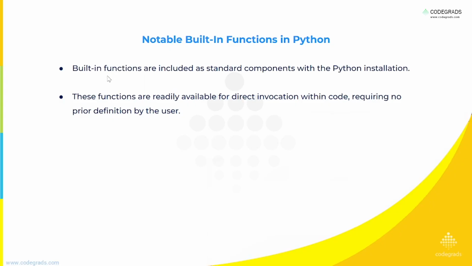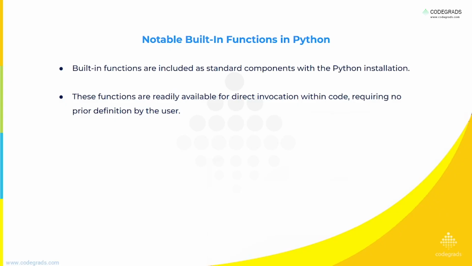Built-in functions are included as the standard component with the Python installation, and these functions are readily available for direct invocation within code, requiring no prior definition by the user. So basically, we can also define it as the function that you can use without importing anything. We don't need to import anything. Suppose we want to use the pandas library, we need to install pandas, we need to import pandas. But in this case, these functions are just built in. We don't need to do any import or installing.